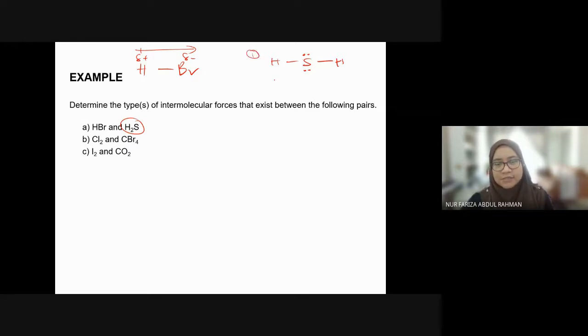The first step is the Lewis structure. The second step is you have to determine the electron geometry. The electron geometry is tetrahedral: 1, 2, 3, 4. So the electron geometry is tetrahedral.